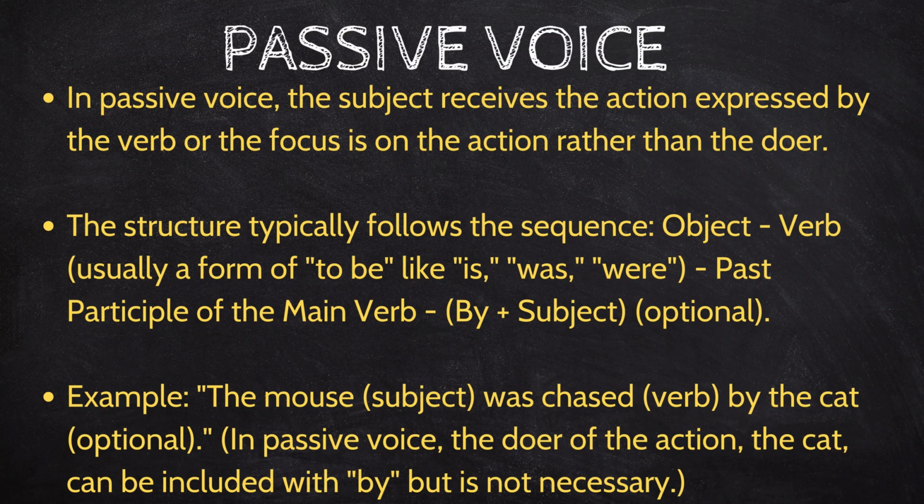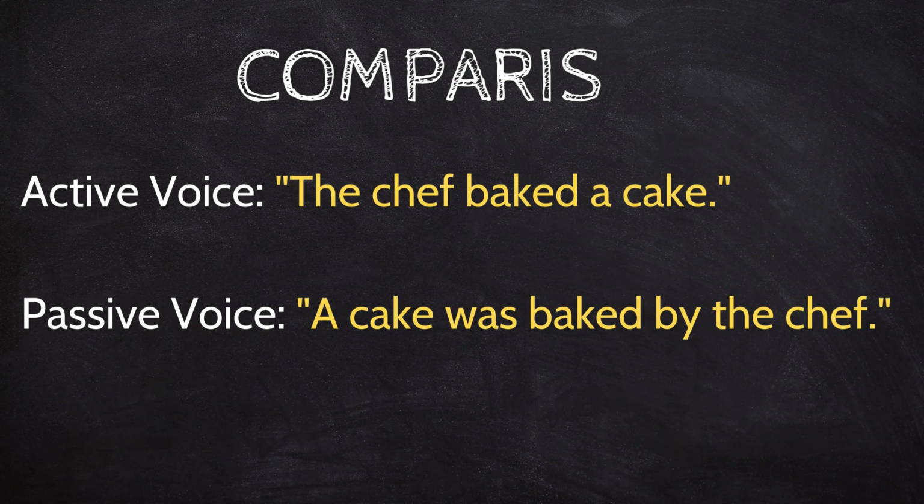Whereas in the passive voice, the subject receives the action expressed by the verb, and the focus is on the action rather than the doer. The structure typically follows the sequence: object, verb, past participle of the main verb, and by plus subject. Example, the mouse was chased by the cat. Here, the sentence that was given previously in active voice is now given in passive voice.